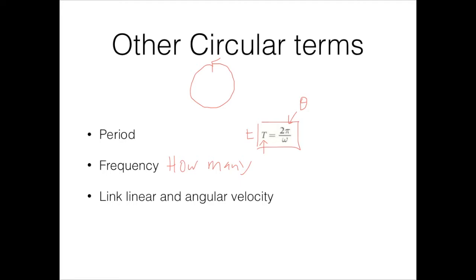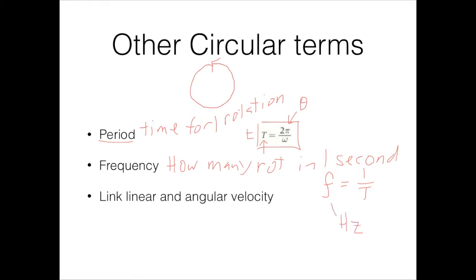And so if that sounds kind of familiar, it should, because the period was the time for one rotation, right? And then the frequency is how many rotations in 1 second. So you may be able to recognize that frequency is just the inverse, the reciprocal of the period. So frequency will be 1 over the period, or the period will be 1 over the frequency, either way.